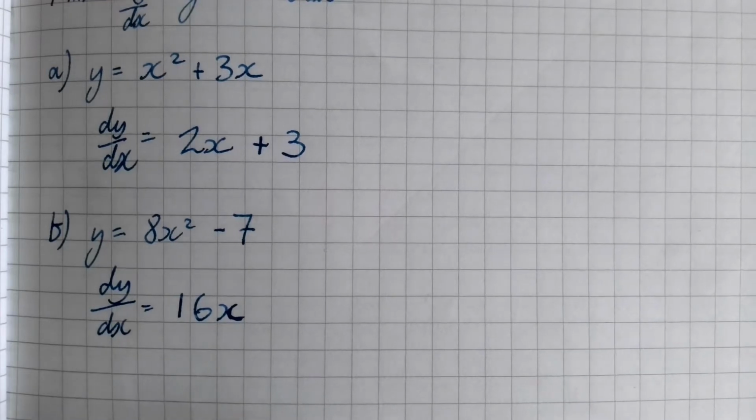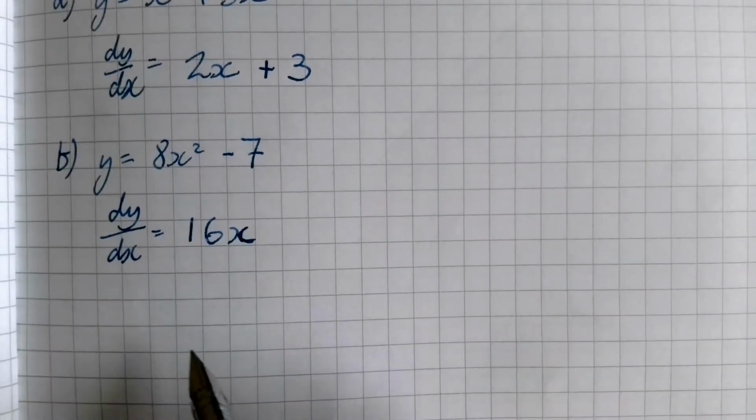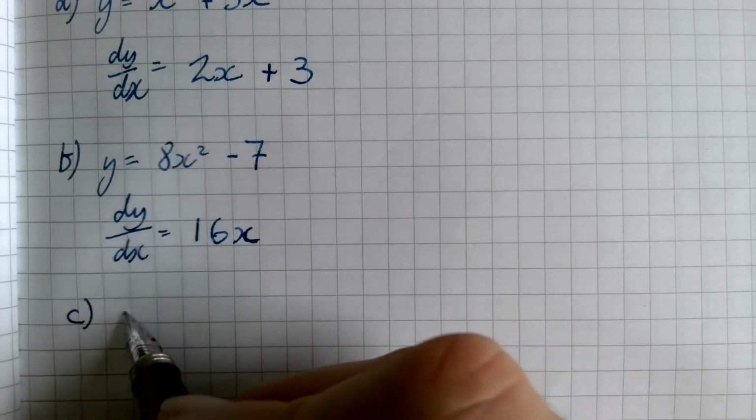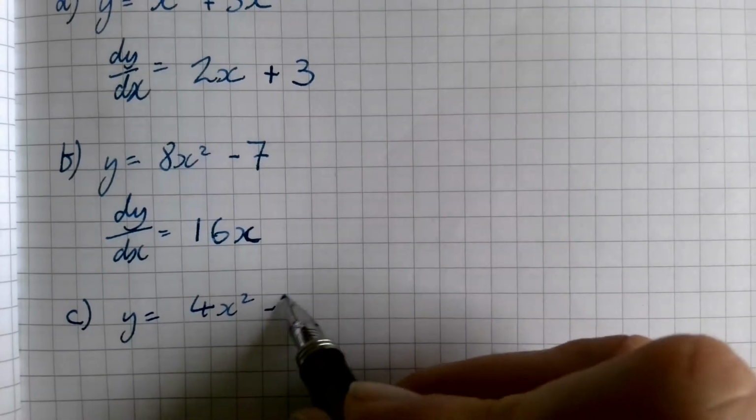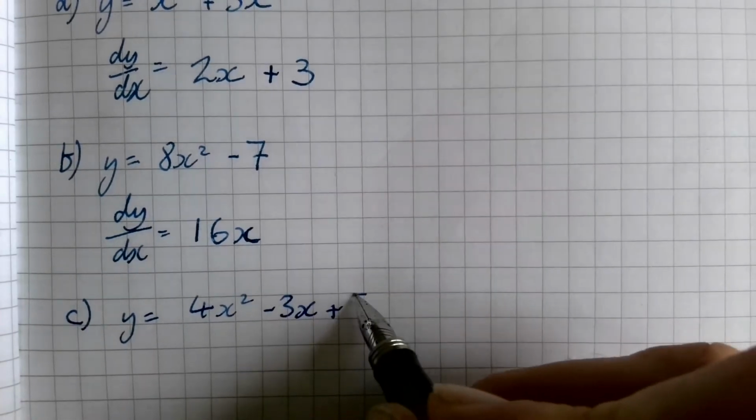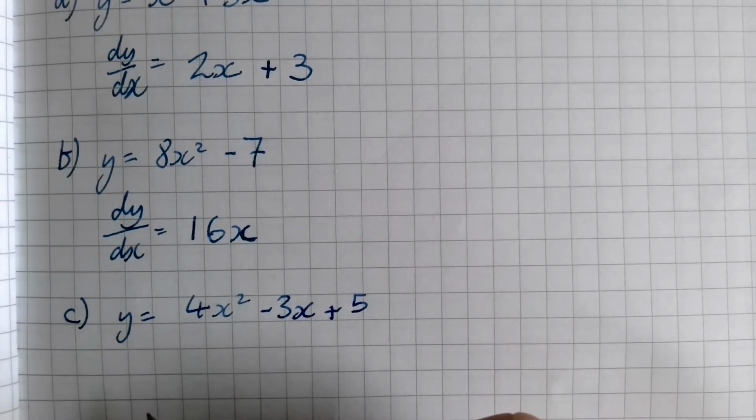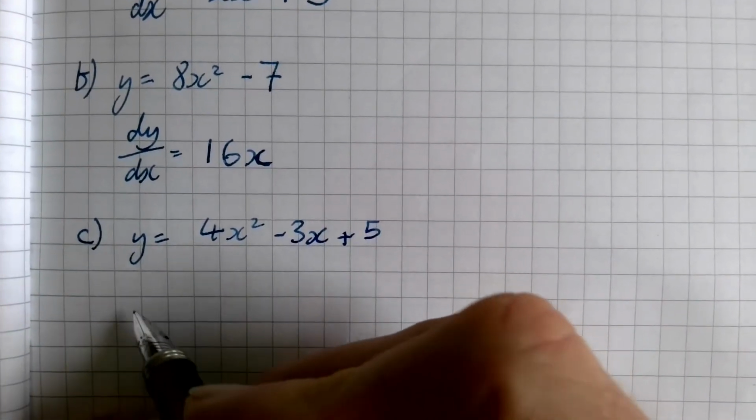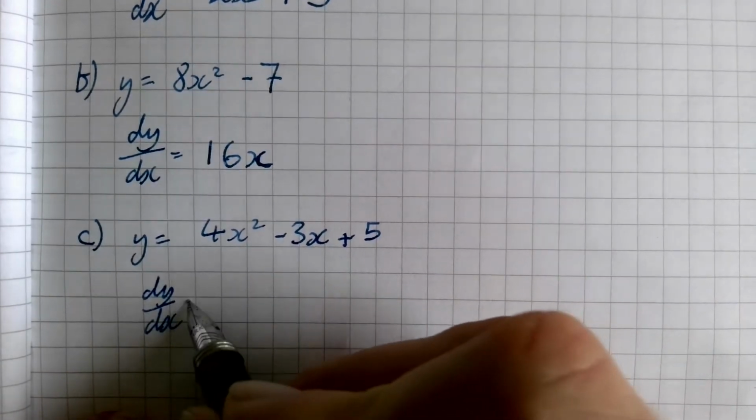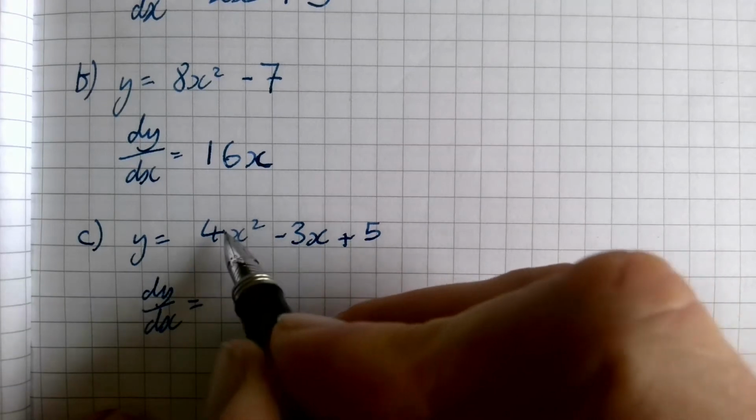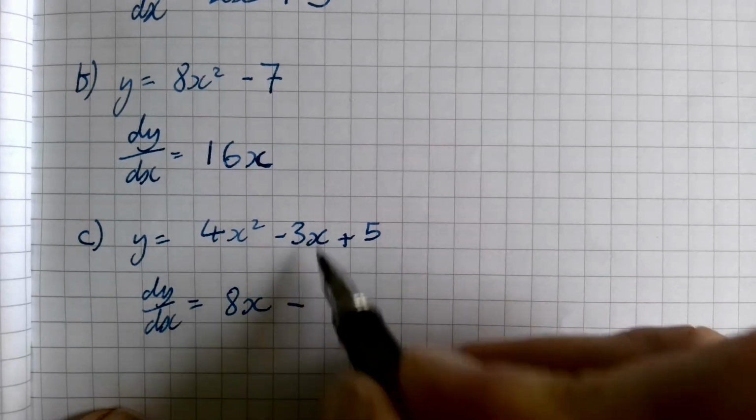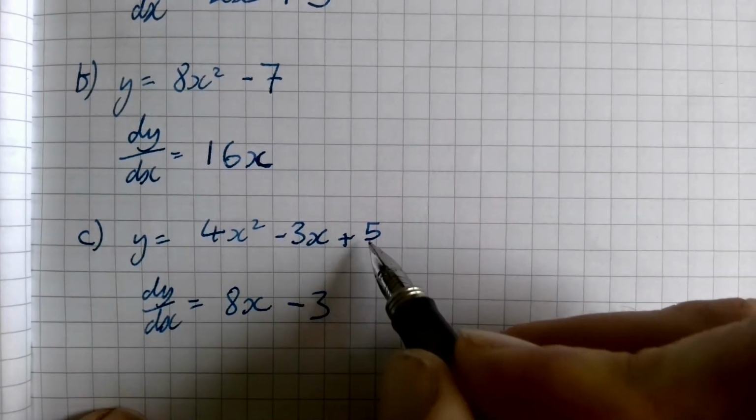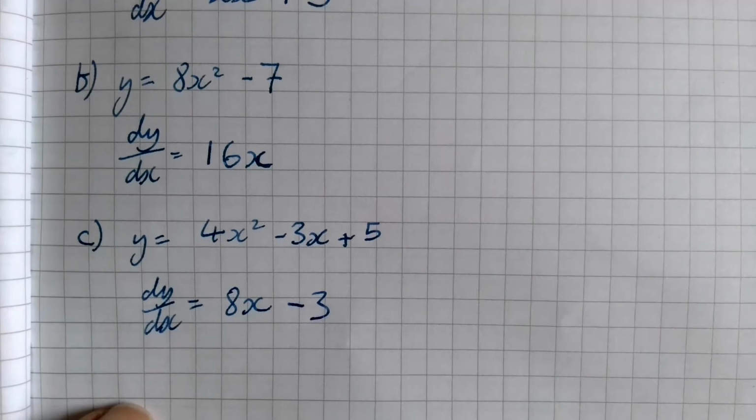Okay, so then the third one we're going to have is more of your standard quadratic, where you've got squareds, x's and normal numbers. So we've got 4x squared, take 3x plus 5. Start off by writing dy over dx. And that's going to give us 2 times 4 is 8x. I just lose the x here to minus 3, and I lose the plus 5 altogether, and 8x minus 3 is my answer. Okay.